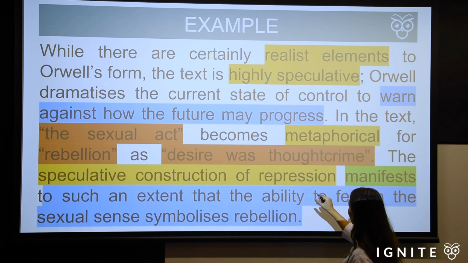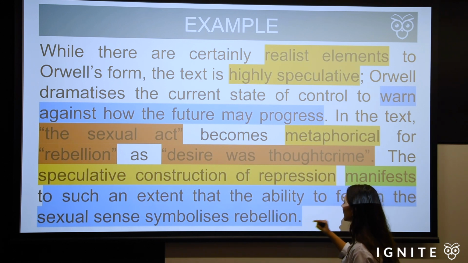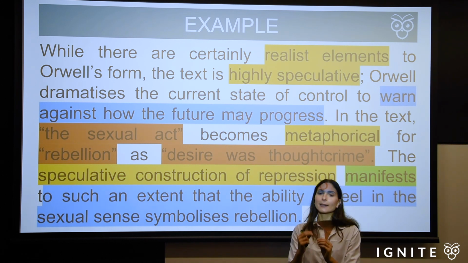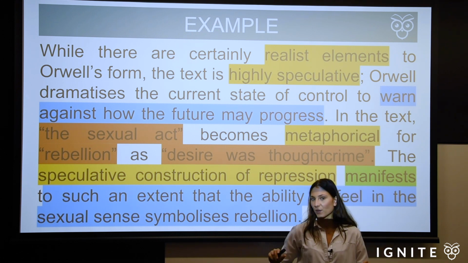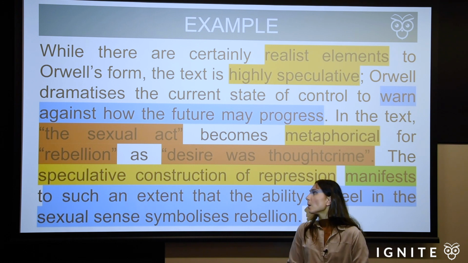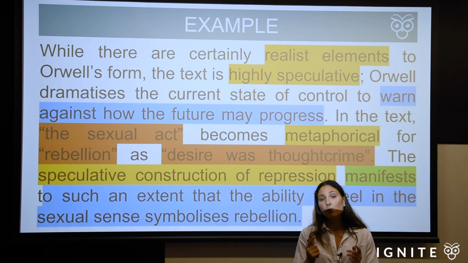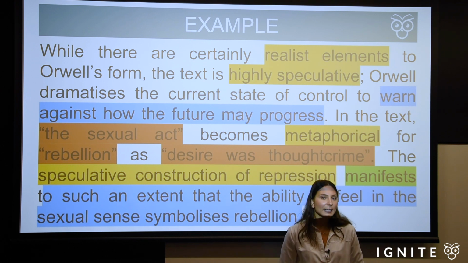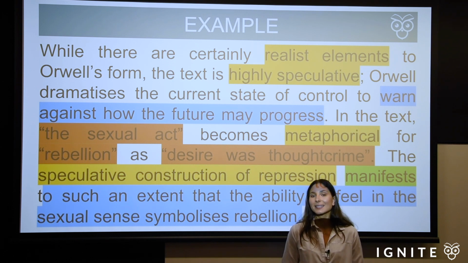The speculative construction of repression manifests to such an extent that the ability to feel in the sexual sense symbolizes rebellion. Okay, so what we're saying here through the analysis, we have identified the speculative form as showing how totalitarianism may progress into that concept of 1984 into the future, but we've justified how that aspect of the textual form is very much so also connected to the realist aspect of the text genre. So if you've watched our video on realism and you compare it to speculative, hopefully now you can see how you would connect multiple aspects of the text form in order to build quite a nuanced analysis of the text.